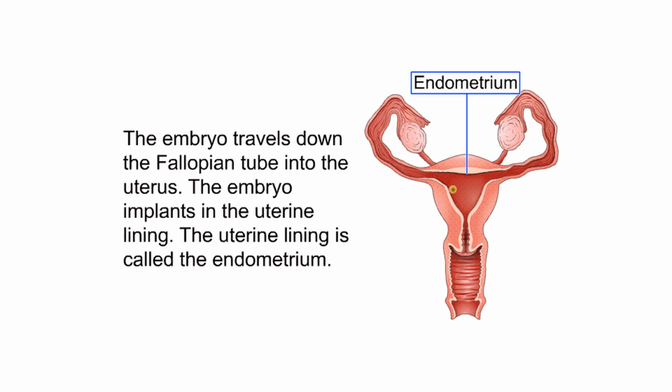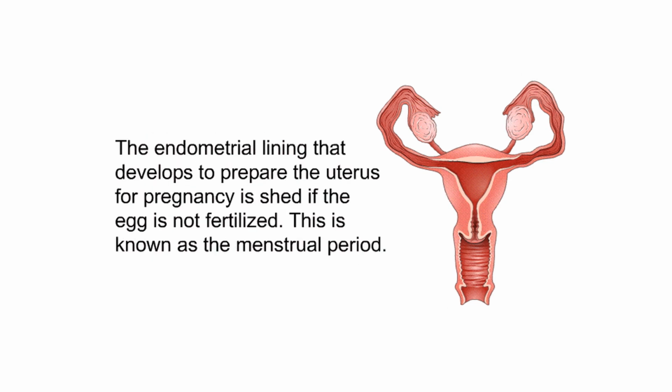The embryo implants in the uterine lining. The uterine lining is called the endometrium. The endometrial lining that develops to prepare the uterus for pregnancy is shed if the egg is not fertilized. This is known as the menstrual period.